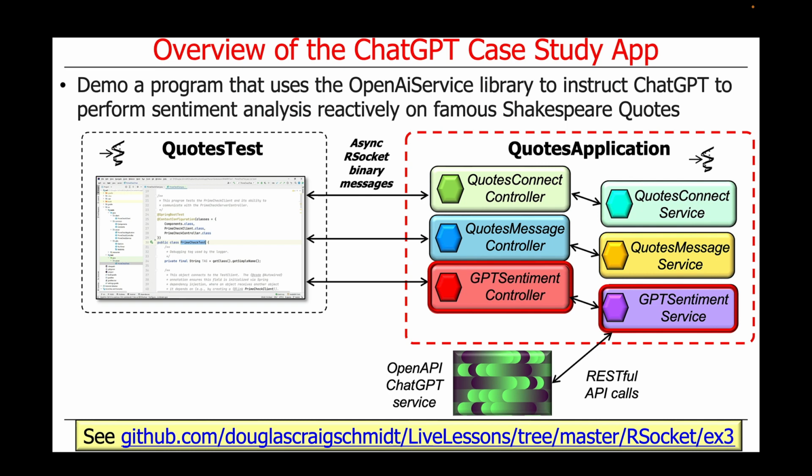So what's happening here is we're going to have the client application on the left-hand side send some messages over to the microservice shown on the right-hand side, where they're going to get random quotes from William Shakespeare. We'll talk briefly about how I get that in a second. And then we're going to take those random quotes and ship them off over to another microservice, which is a GPT sentiment analyzer. It's going to take the request that comes in, and make a RESTful API call to the OpenAI ChatGPT service running out somewhere in the internet.